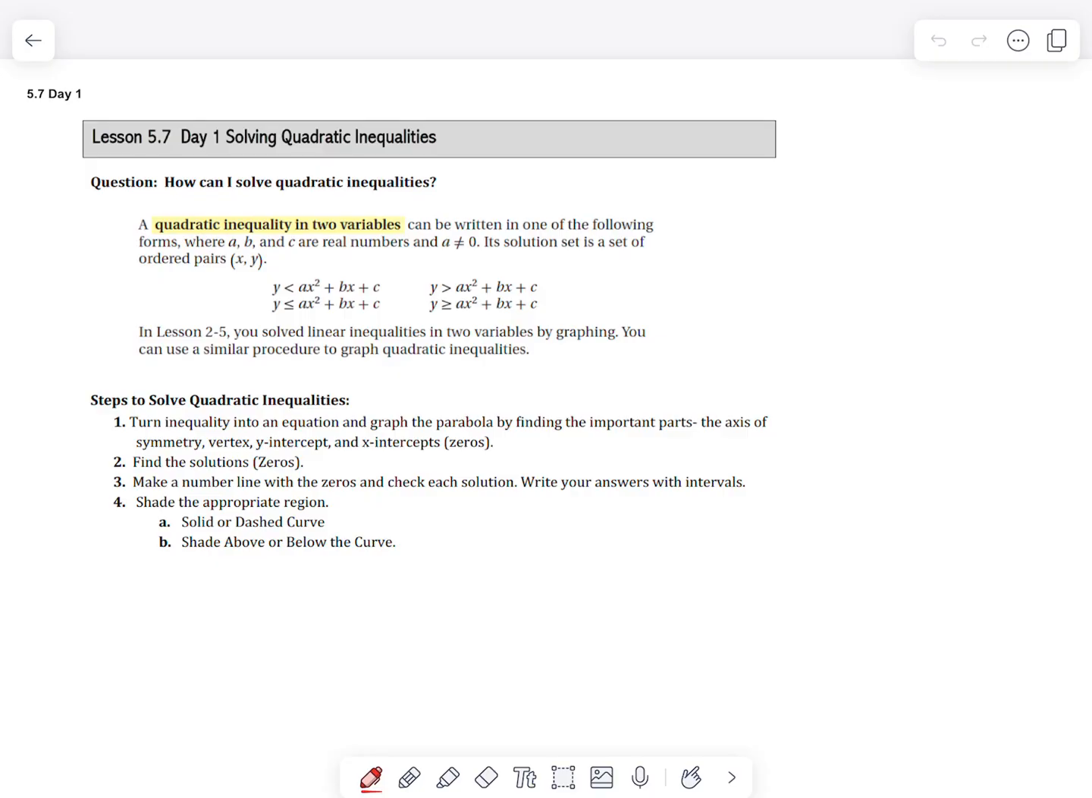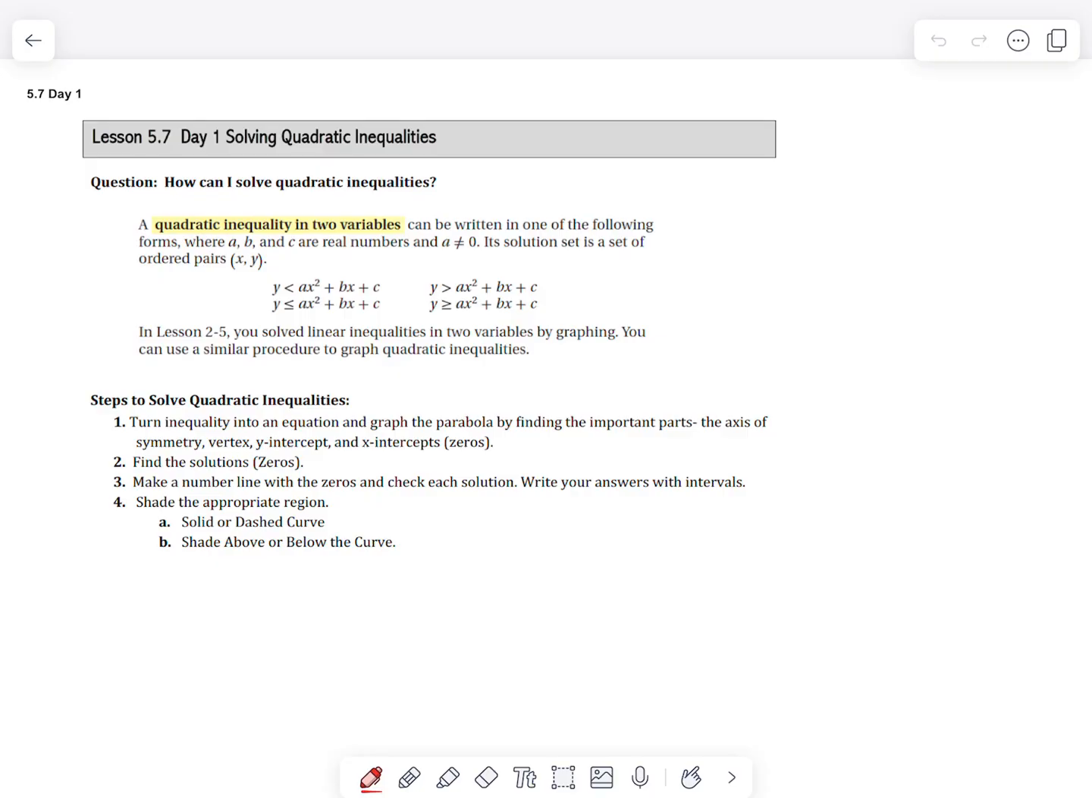So here are the steps. You want to turn an inequality into an equation and then graph the parabola by finding the important parts, the axis of symmetry, the vertex, the y-intercept, and the x-intercepts, which represent the zeros. Then you want to find the solution, or the zeros. Those are going to be your x-intercepts.